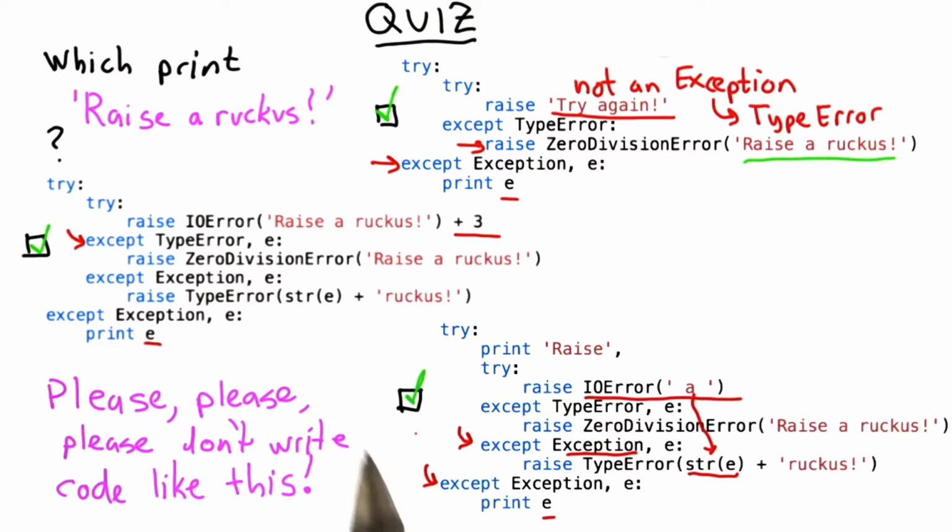Part of what this example illustrates is how convoluted exceptions can make your code. So please, please, please don't ever actually write code like this unless you're trying to confuse someone. And usually when you're writing code, you shouldn't be trying to confuse people.